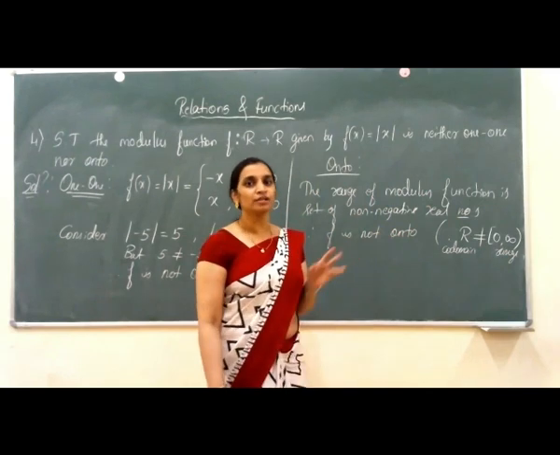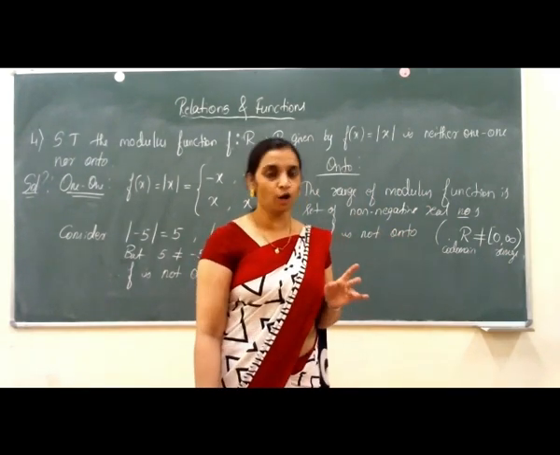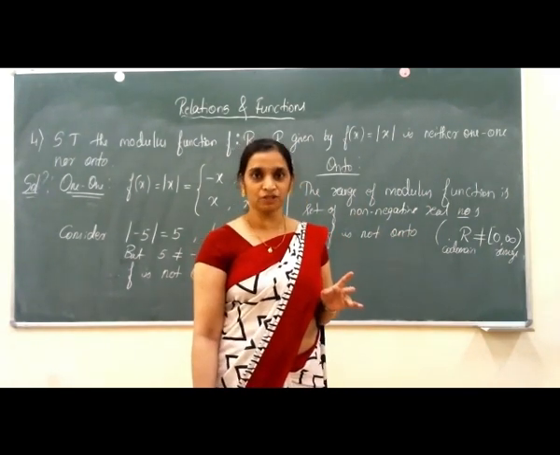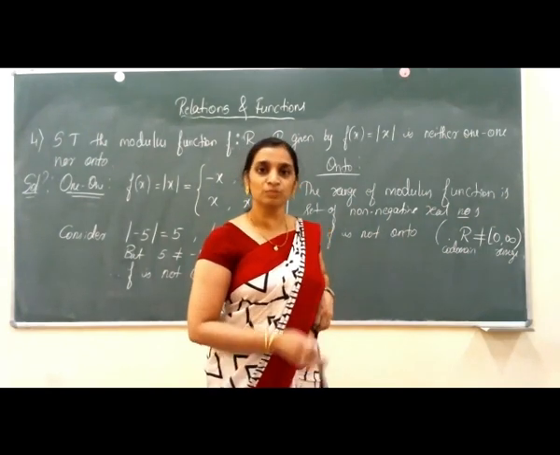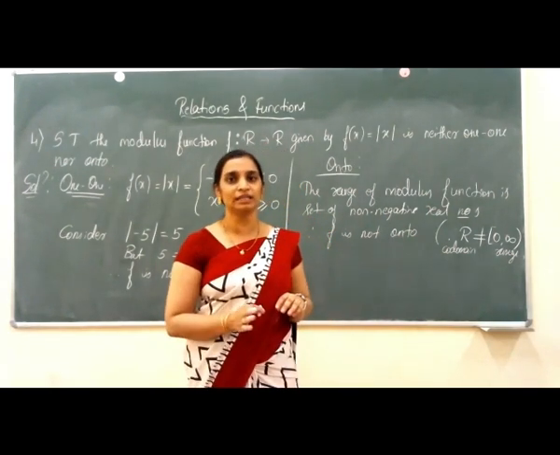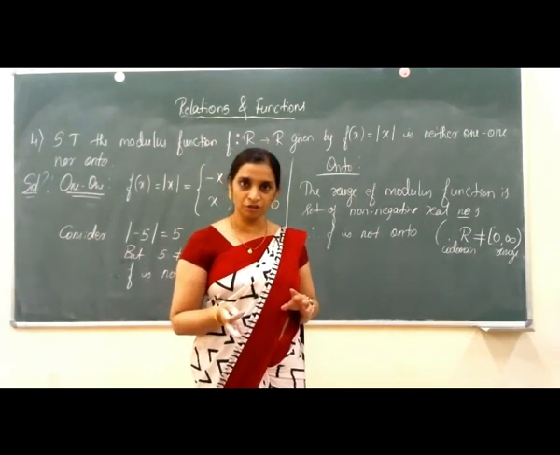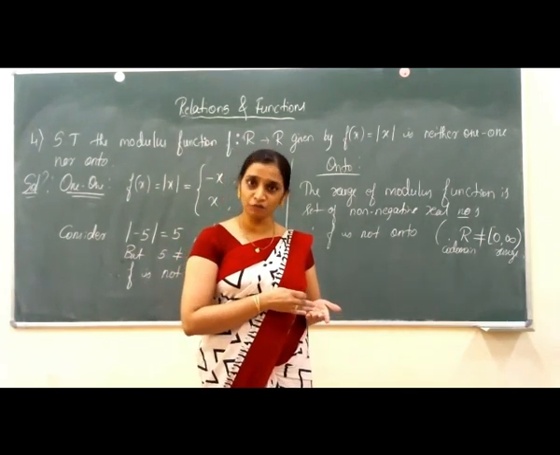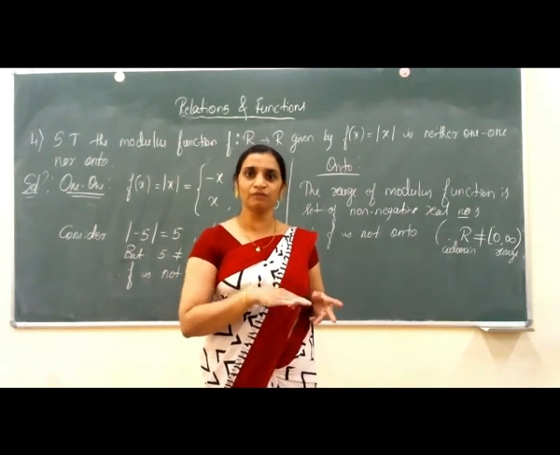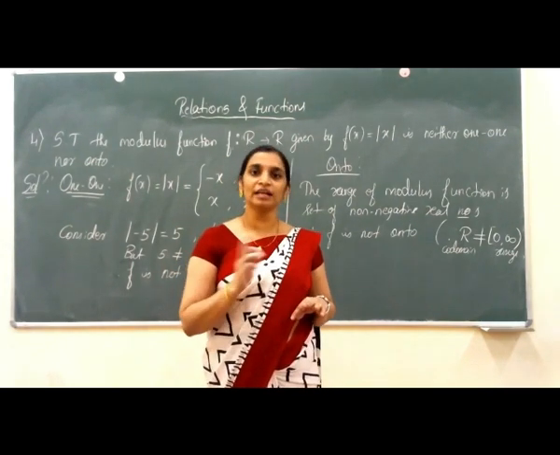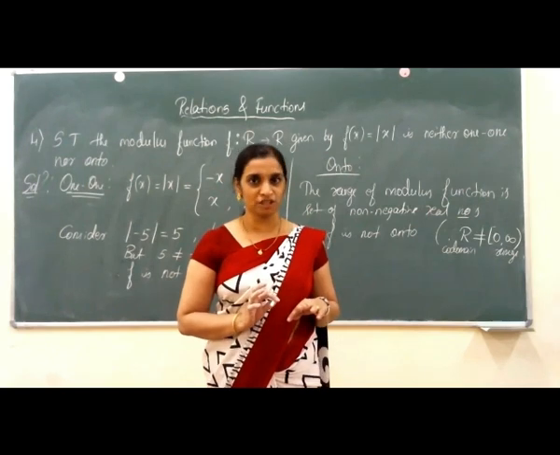I hope you understood the concept of 1-1 function, onto function and many-1 function. Remember, if the given function is both 1-1 and onto, then only it is called bijective. If any one of them is not true, that means if the given function is either not 1-1 or it is not onto, in that case also the function is not bijective.